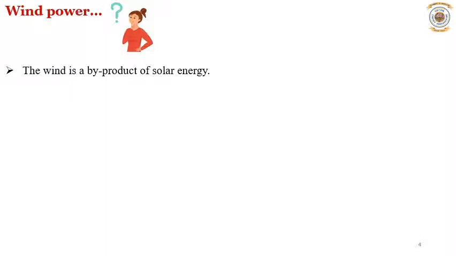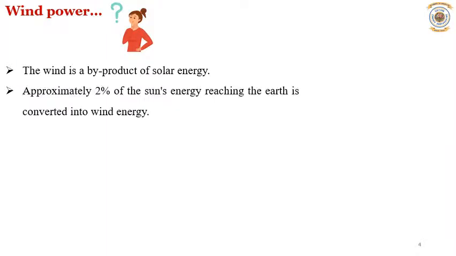So wind energy is an amplification of the solar energy. The energy in the wind is converted into rotary mechanical energy by the wind turbine. Approximately 2% of the sun's energy reaching the earth is converted into wind energy. I hope it is clear. Approximately 2% of the sun's energy which reaches the earth is converted into wind energy.